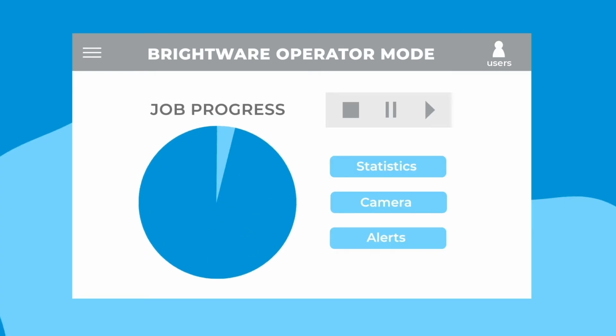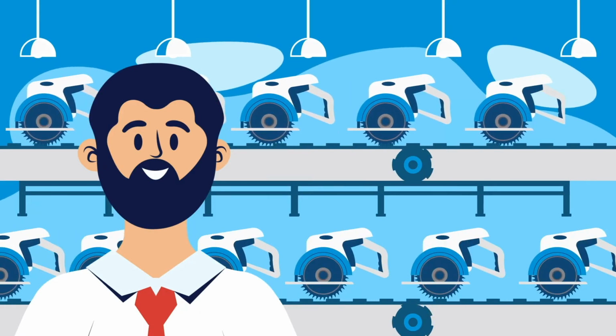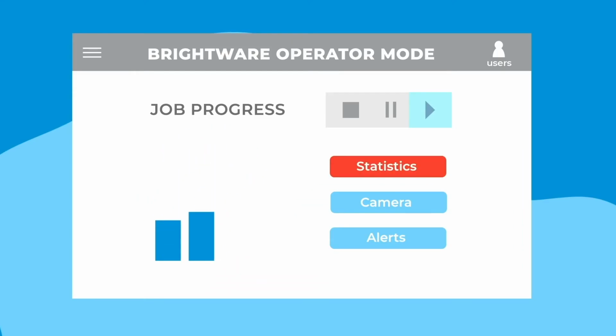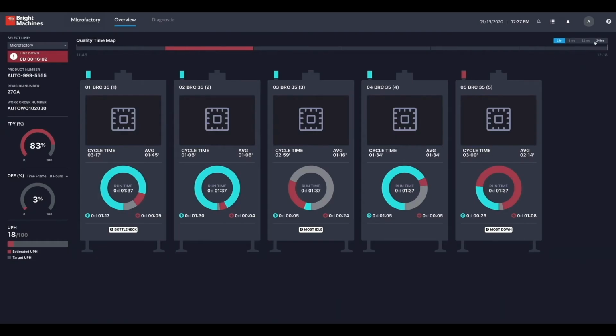Once the recipe is ready, operators on the factory floor select it and start building the new product. They monitor key production metrics, such as units produced and yield, to make sure they are on track.